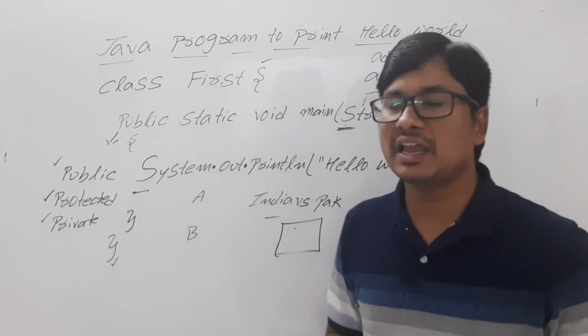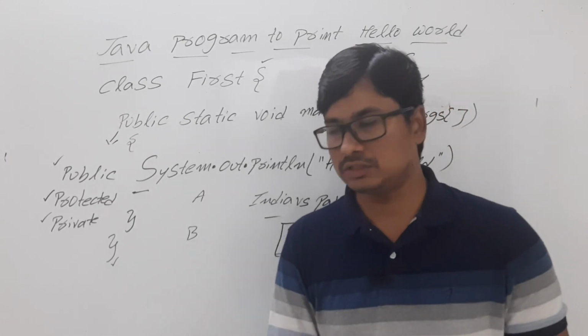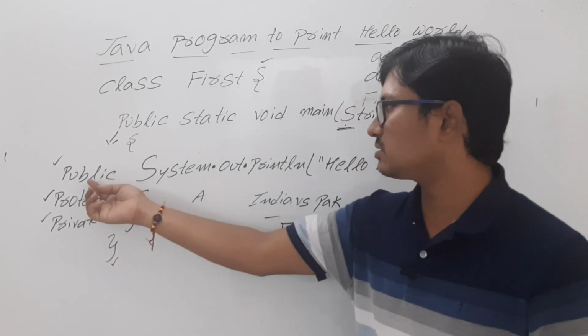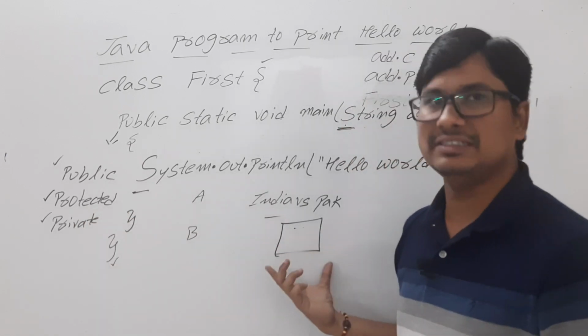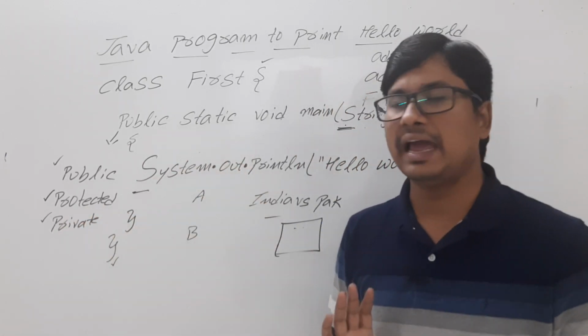What is this parent class, child class? All these things I will discuss in the inheritance concept. Just try to understand public, protected, private with this example. Now if it is private, only within the class you can access it.